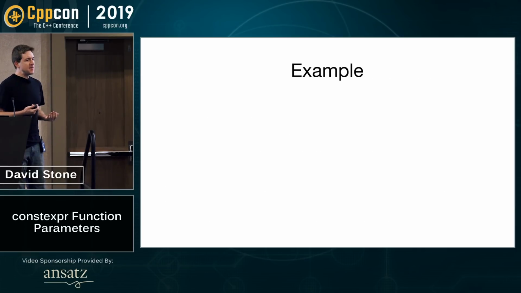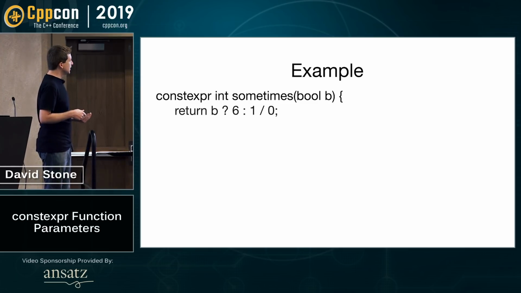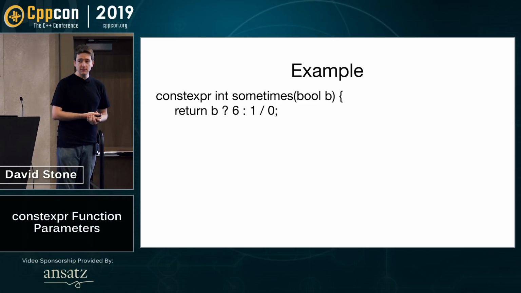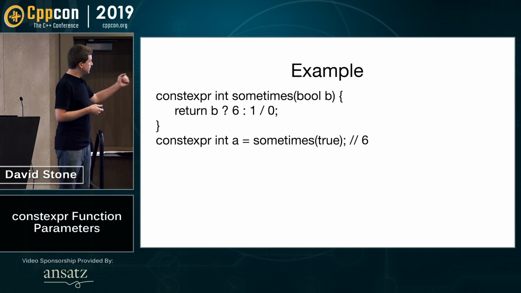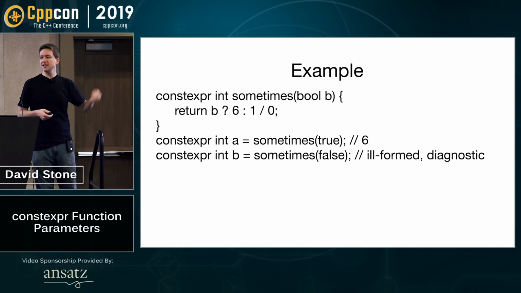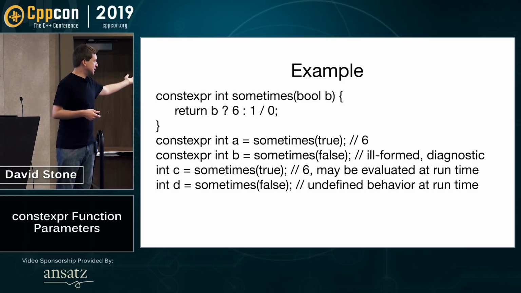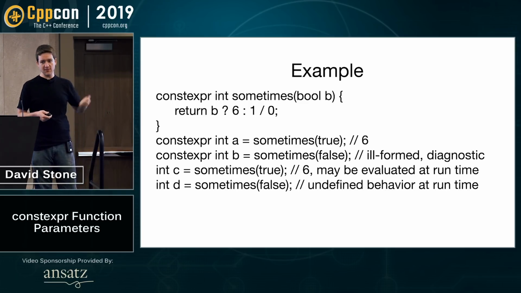So here's an example, to make it a little more concrete. Say we have some function, declared constexpr, that accepts a bool. If the bool is true, we return 6. Otherwise, we return 1/0. Now, if we call that with true, that's fine. That's going to give us the value of 6. It's a constant expression. But if we call it with false, that's ill-formed, and the compiler is actually required to give you a diagnostic because you divided by 0. But if we don't assign the result to a constexpr variable, like I said before, it will be evaluated at runtime. So you'll either get 6 or undefined behavior at runtime for division by 0.